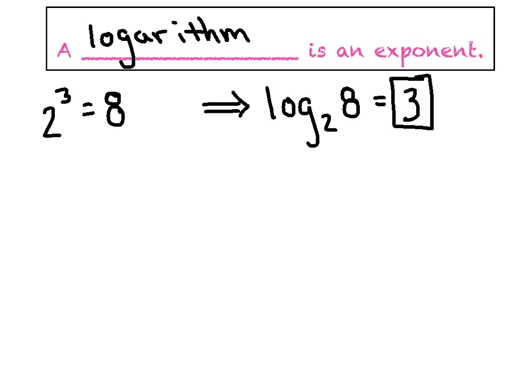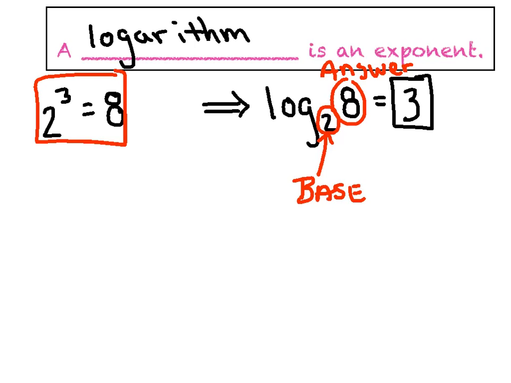Now on this slide we're going to dive in a little more specifically and classify each of these. The 2 right here is considered our base. The 8 right here is what we like to call the answer, what used to be the answer. Back when we were in exponential form, we set things equal to the 8. That was our answer. And then the 3 is what used to be our exponent. So we have our base, our answer, and our exponent.